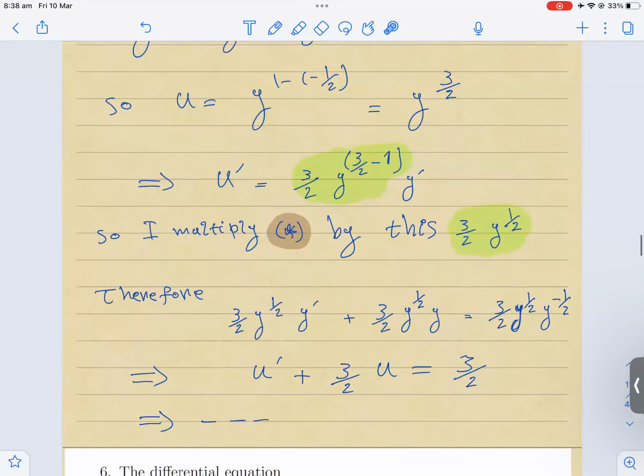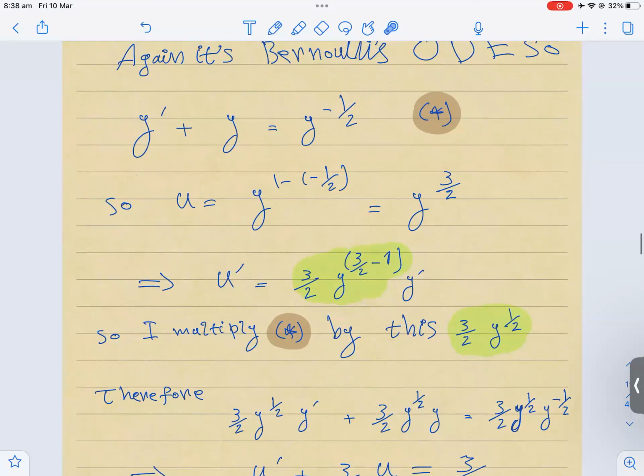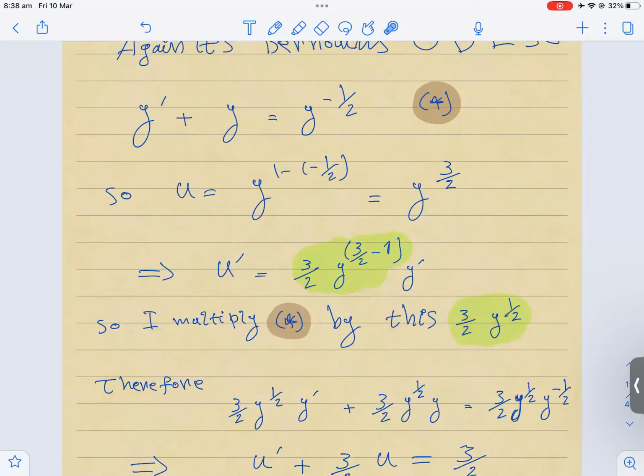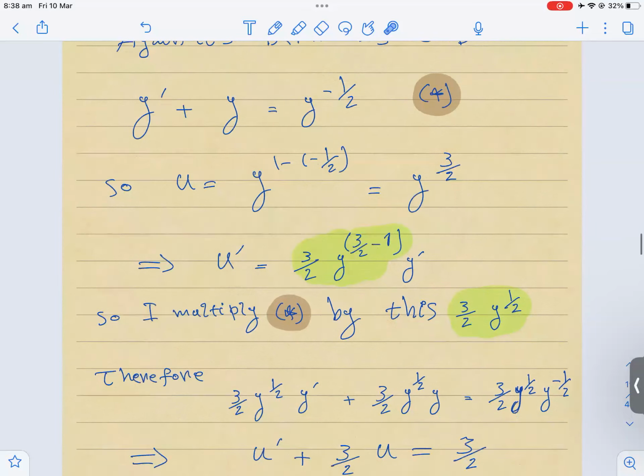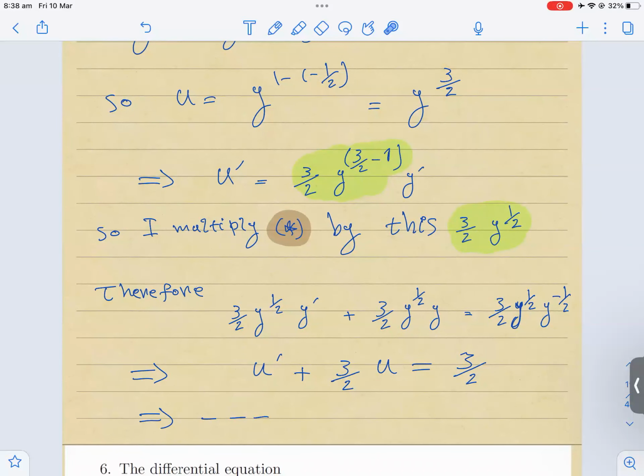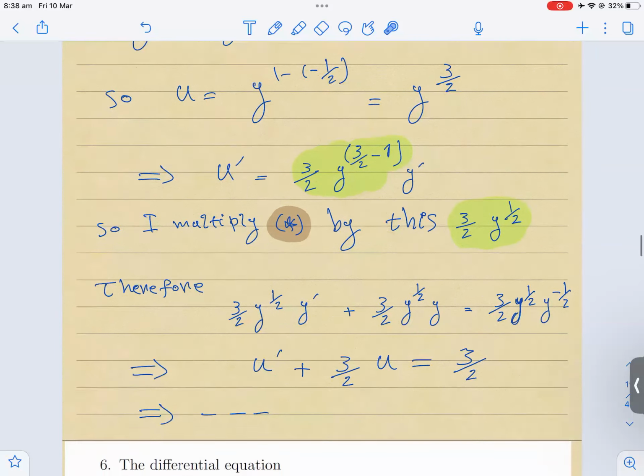Then I can get u prime. I take the derivative of both sides of this, so u prime of this green to y prime. So I will multiply this star brown by this: 3 over 2 y to the 3 over 2 minus 1, which is half. If I multiply this part, the first expression will be just u prime, and the rest will cancel, and then we will get this first order linear ODE.